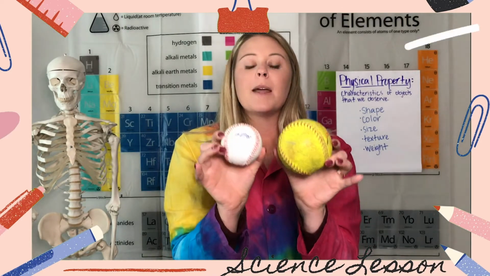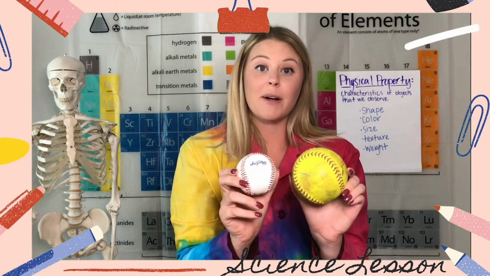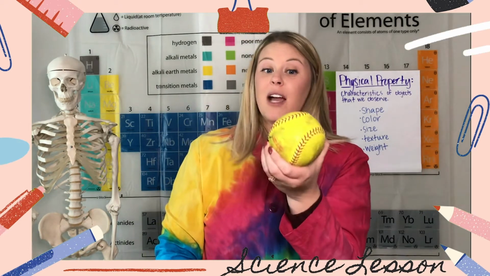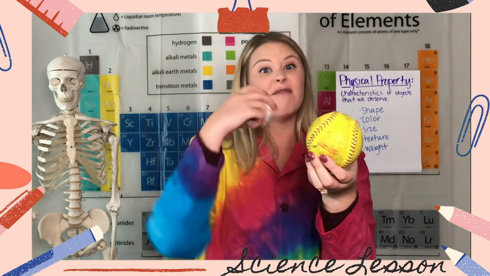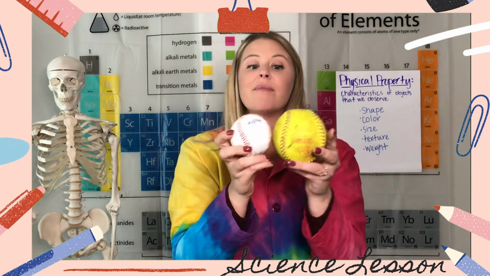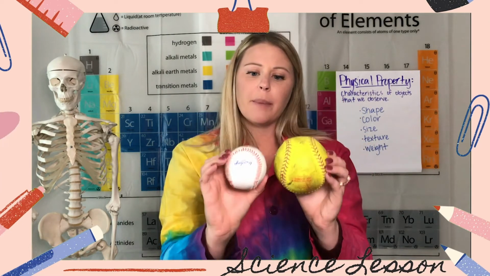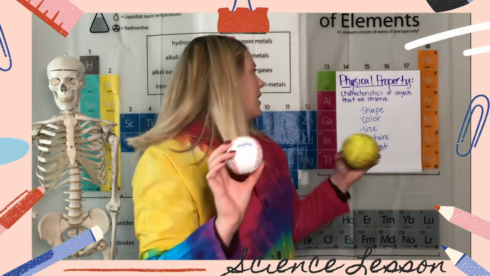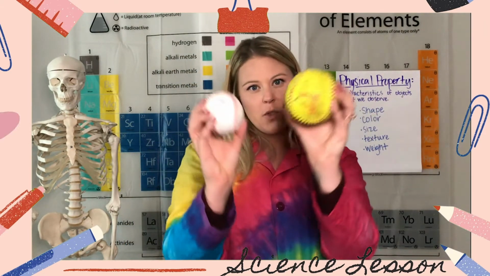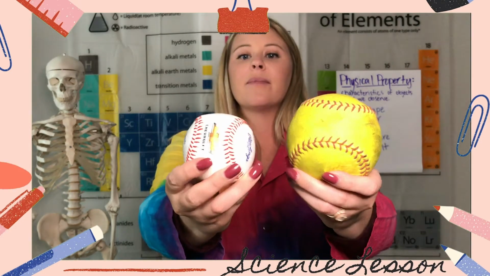Scientists, sometimes objects have similar physical properties, meaning there's things about one object that are the same or similar as another. Scientists, do you see any physical properties, remember, characteristics of an object that are similar between these two? Do you see anything that's the same?